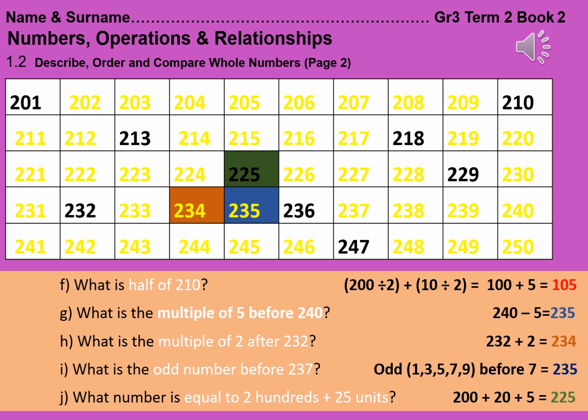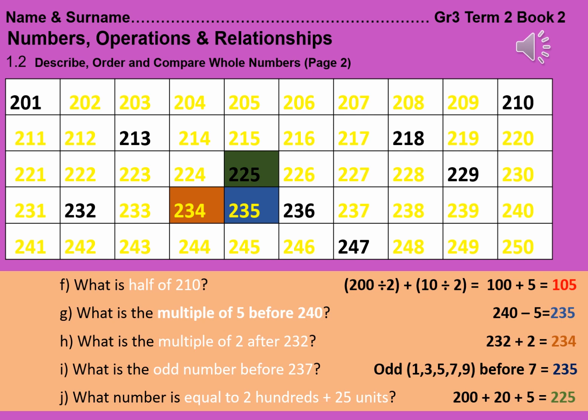Number H, what is the multiple of 2 after 232? So we're counting in twos, and we have to take 232 and add 2 to it to get our answer, which is 234. That's correct, and I've made it brown on the chart.